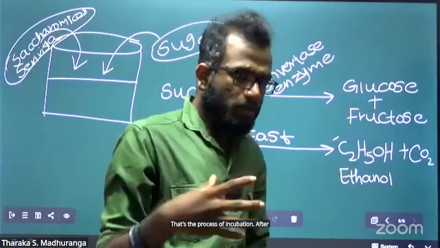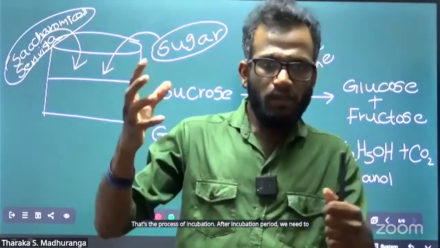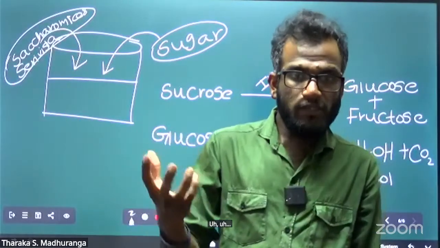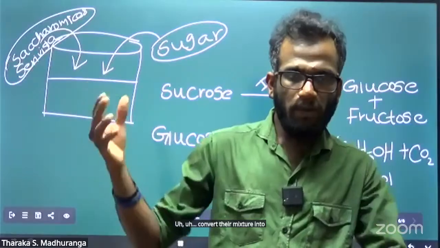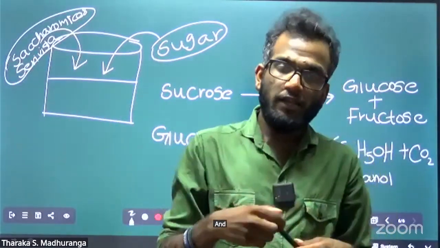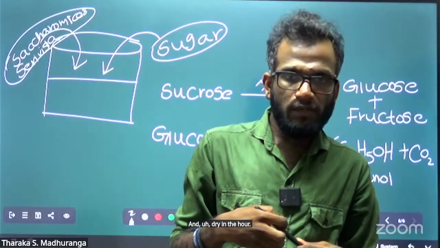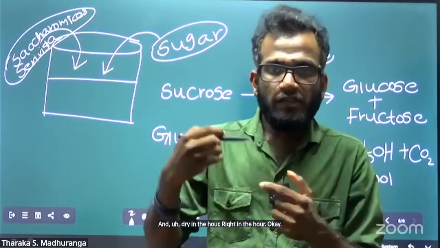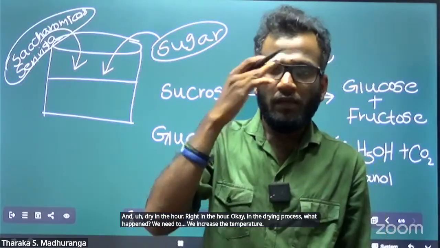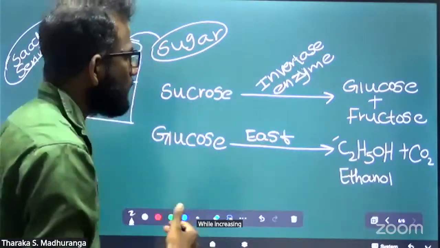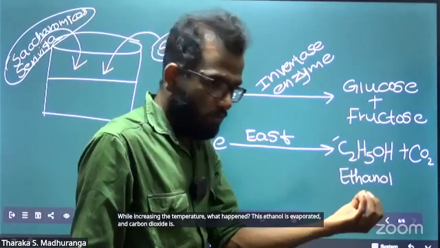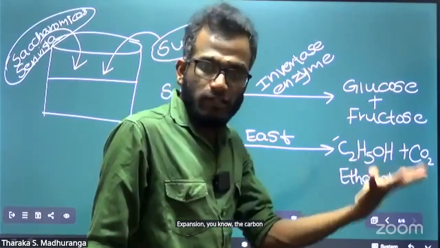After the incubation period, we need to convert the mixture into small particles, fill it into molds and dry it in the oven. In the drying process, what happened? We increase the temperature. While increasing the temperature, the ethanol is evaporated and the carbon dioxide expands.